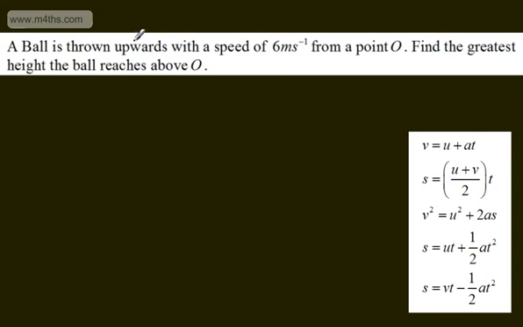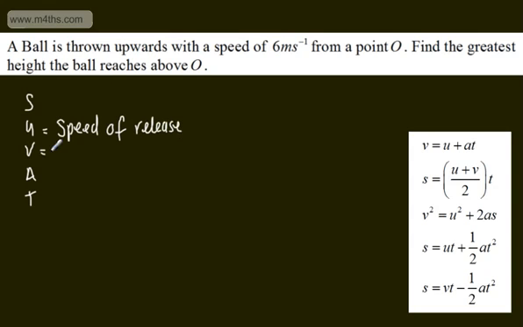A ball is thrown upwards with a speed of 6 meters per second from a point O. Find the greatest height the ball reaches above O. Now let's look at SUVAT. What we're going to do is look at SUVAT, and we will look at this very slightly differently. Now this is given not necessarily as the initial velocity, but the speed of release. Exactly the same thing, speed of release. Okay, so speed of release is the initial velocity.